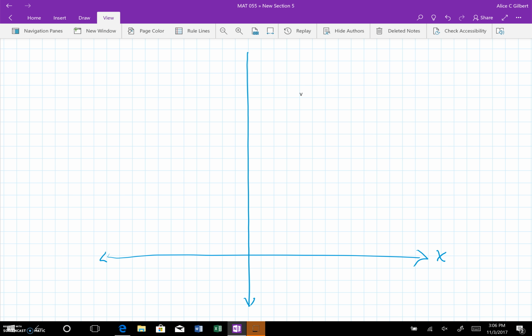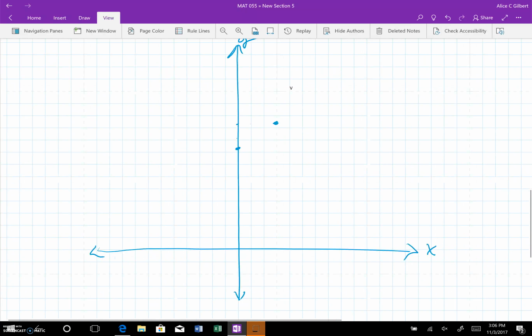Okay, so x, y. First I'm going to graph my y-intercept point. So it's 0, 8 1/3. So 1, 2, 3, 4, 5, 6, 7, 8 and 1/3. And then I need to use my slope, which is 2/3. So go up 2, 1, 2, and to the right 3. 1, 2, 3.